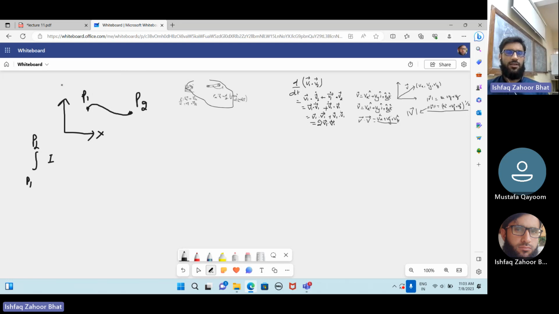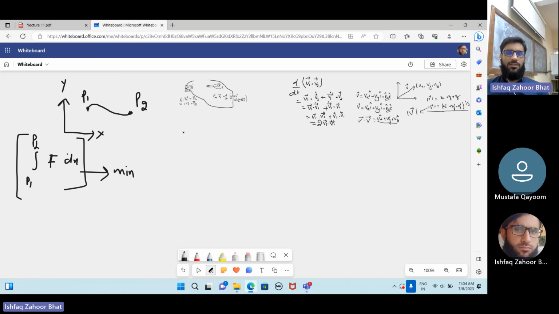For example, let us take this as x and this as y. So we have some function, let us call this function f, and we want to integrate this function from P1 to P2. So we have endpoints P1 and P2, and some function which we want to integrate. But mere integration we are not looking at. We also want to minimize it. We want to minimize this function.